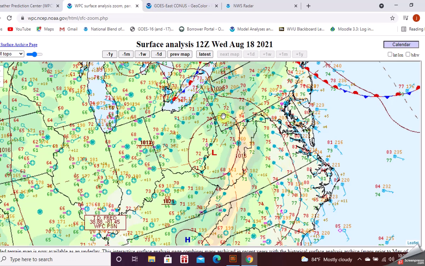And here again, you can see the rotation counterclockwise around this. There's a big high pressure system out here off the United States that has a clockwise rotation around it.